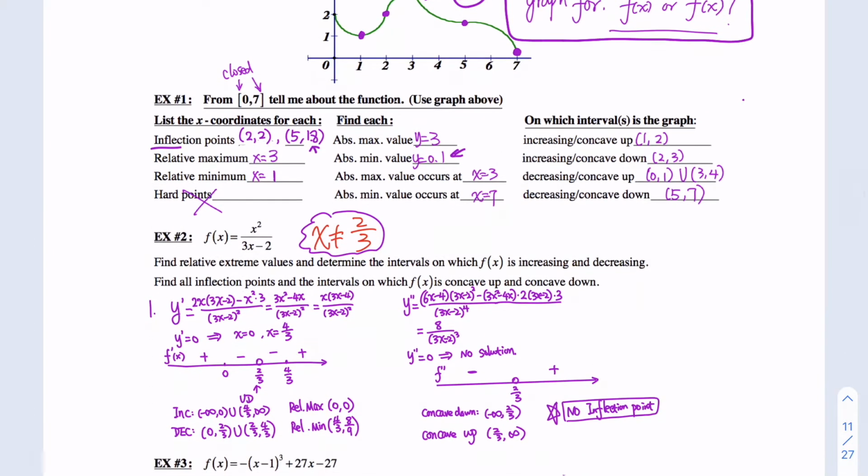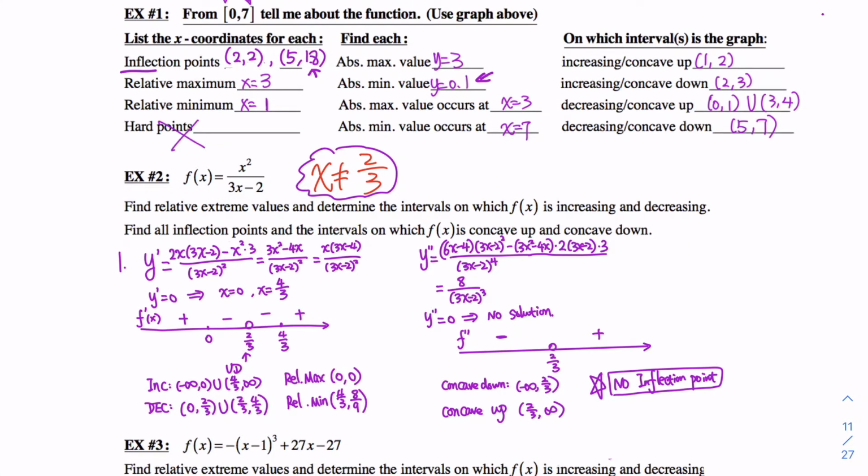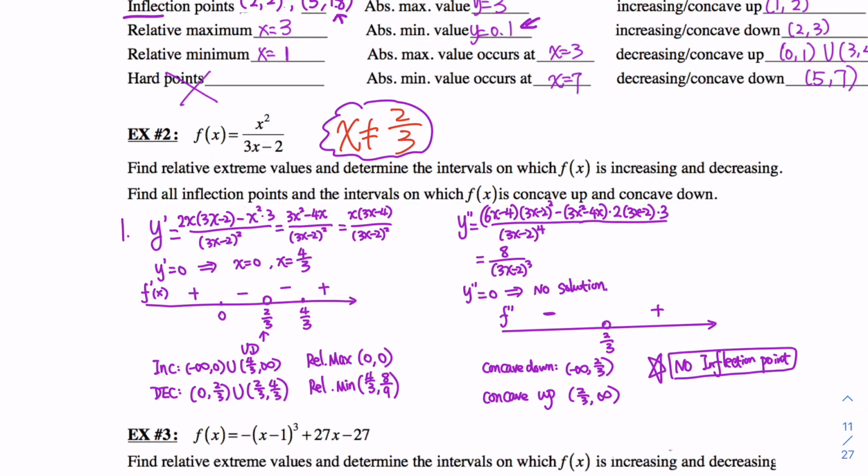Let's look at example 2. How do we find all the extreme values, increasing and decreasing intervals, and also inflection points and concavity? First we take the derivative, and x cannot be 2 over 3 in this case. When we take the derivative, we simplify it. Just be careful. I factor the numerator. This is what I have. I set it equal to 0, which gives me 2 critical points.